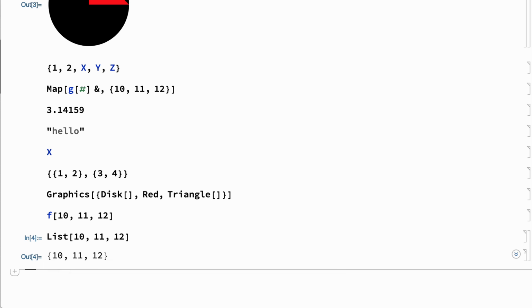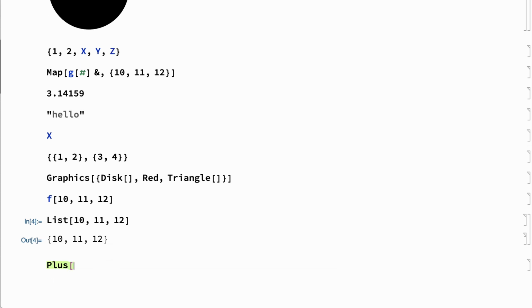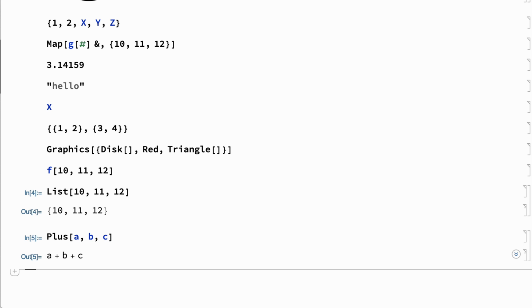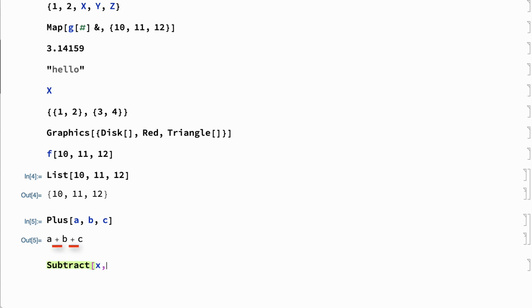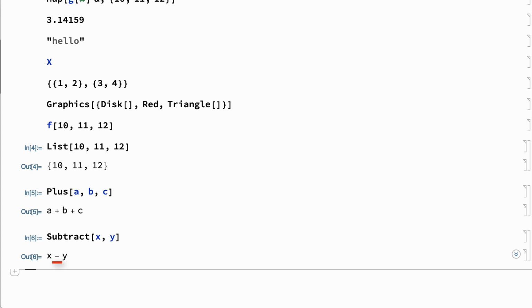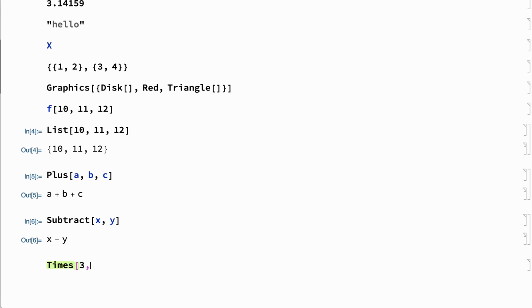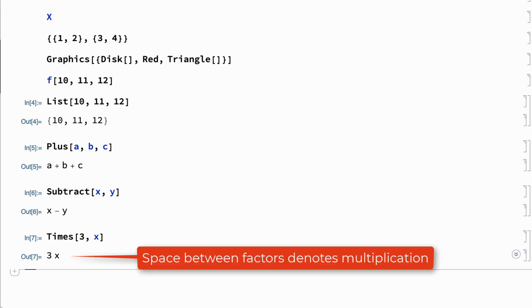Some of these notations are common and familiar. Expressions with a head of plus, for example, are usually displayed with a plus sign. Subtraction is typically entered with a minus sign. And multiplication, meaning an expression with a head of times, can be indicated by putting factors next to each other with space between the factors. So the space character is in effect part of a special notation for multiplication.